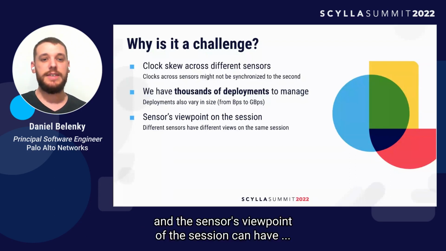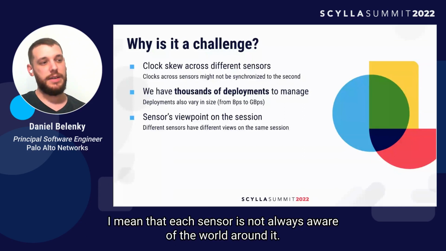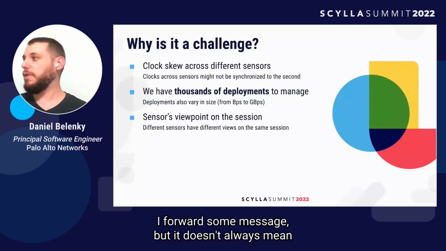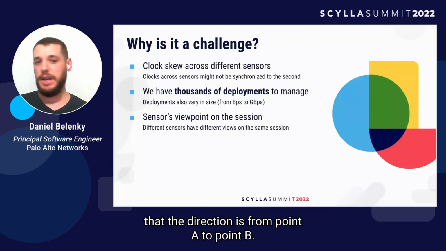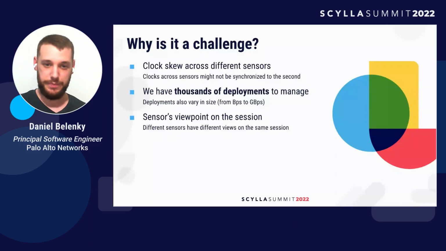The sensor's viewpoint of the session also matters; we call this directionality. By directionality, I mean that each sensor is not always aware of the world around it. It can say that it received some message or forwarded some message, but that doesn't always mean the direction is from point A to point B. Maybe this sensor actually reported the reverse route.